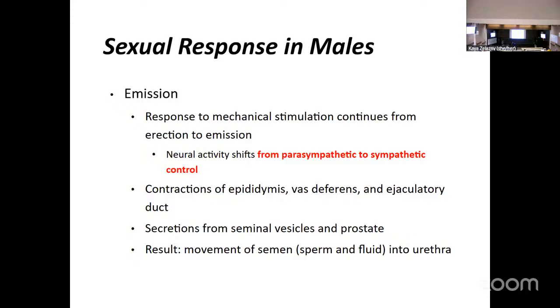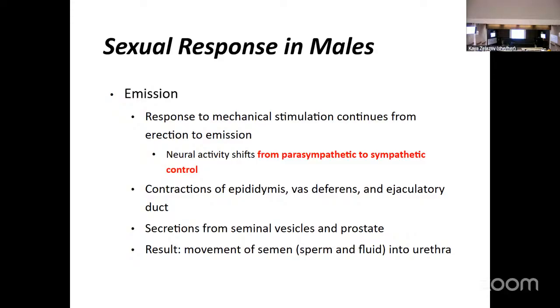So emission is this phase where we start to have contractions in these structures in the male reproductive tract, moving those spermatozoa forward and starting to have that seminal fluid be produced, adding the contributions of our different glands, moving all of this towards ultimately exiting the penis as semen. Okay, so this is happening as we continue mechanical stimulation, those mechanoreceptors in the penis in particular, right? Our neural activity once we achieve erection.